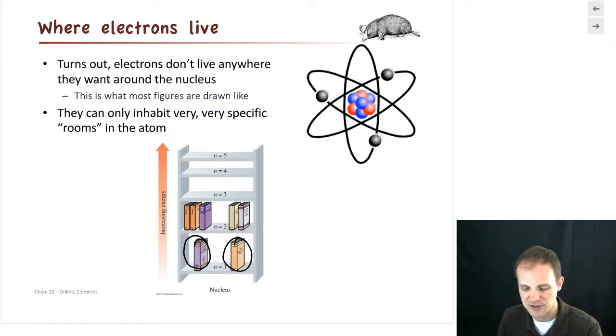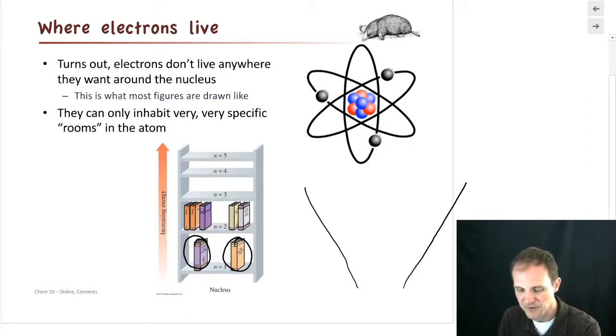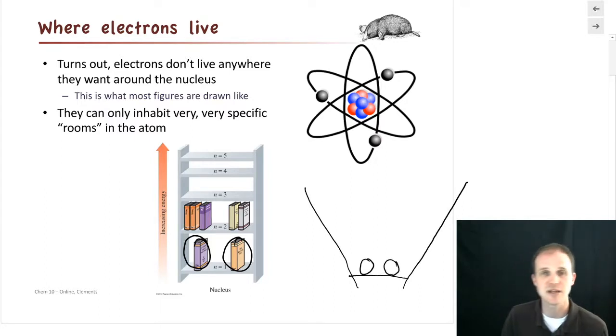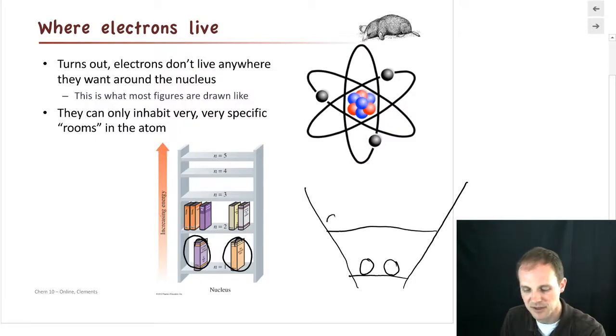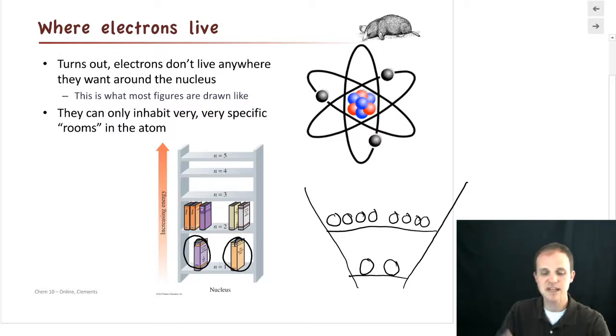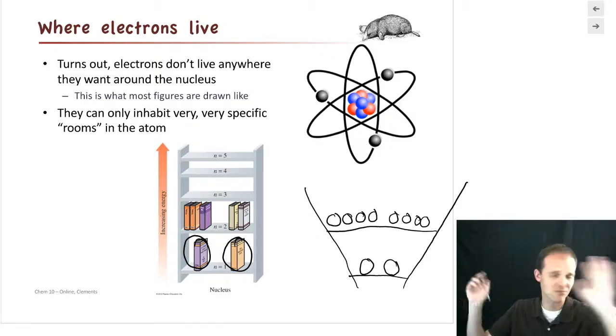But we have a funny bookshelf. I'm going to redraw it slightly. On the first shelf, two electrons can exist. On the second shelf, it's a little bit bigger, and up to eight electrons can exist. And as we keep going up and we get more shelves on our bookshelf, more and more electrons can exist in them. And so we have to figure out not only where are all those electrons, but how many of them are on each shelf? How do we know how many are on each shelf? Do I have to memorize that there's two in this one, eight in this one, 10? No.